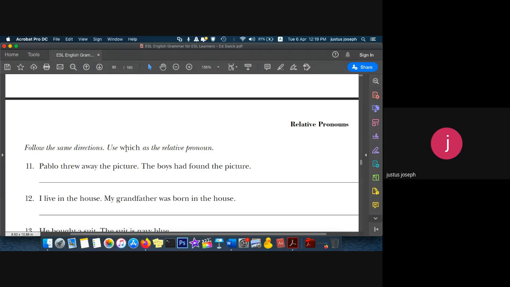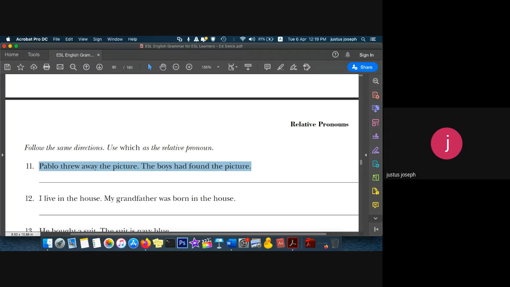Follow the same directions. Use this word which as the relative pronoun. Pablo threw away the picture. The boys had found the picture. Join it. Pablo threw away the picture which the boys had found.